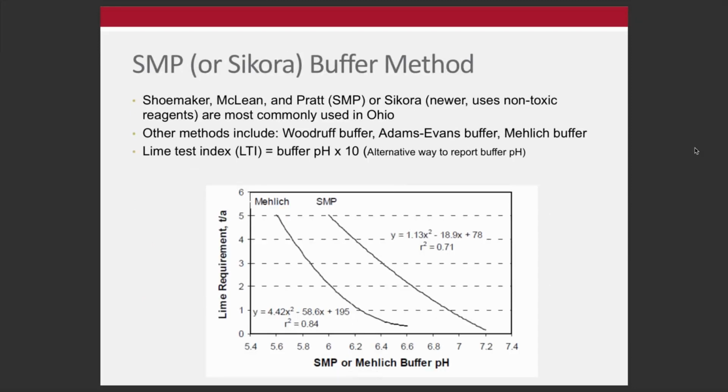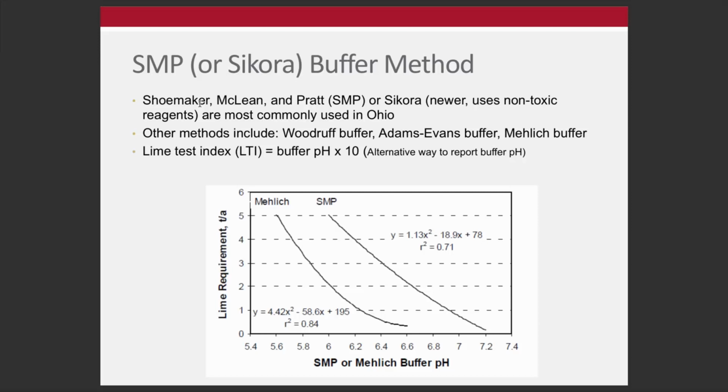Now, historically in Ohio, we've used what has been called the SMP Buffer. This is work that was actually done at Ohio State. Shoemaker, McLean, and Pratt were soil scientists here. And that was kind of like the gold standard for a number of years.